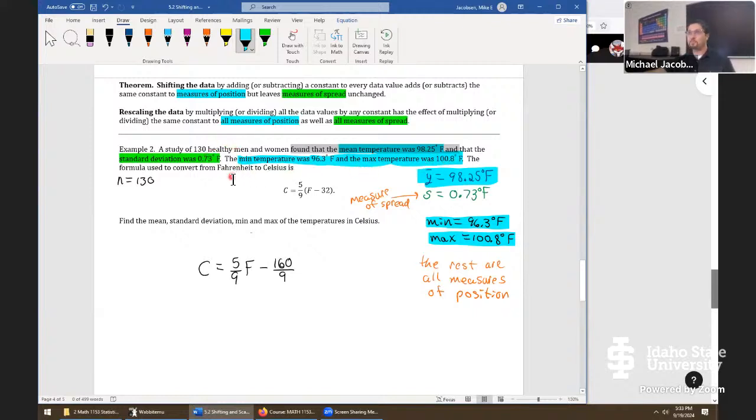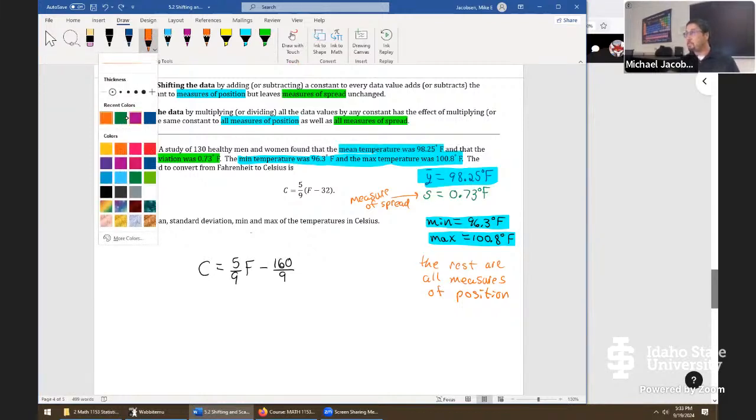Geez, feels like we're highlighting the whole problem. We need to use that formula there to show what all of those 4 statistics will be if we were putting them in Celsius, so using the Celsius formula. Let's highlight that. Well, that might be kind of hard to read. Let's take that off. That's hard to read on my screen, at least.